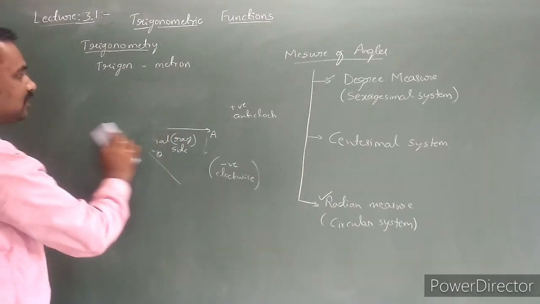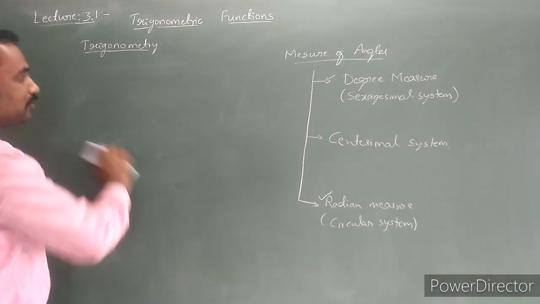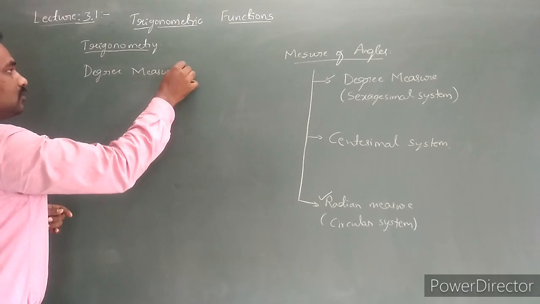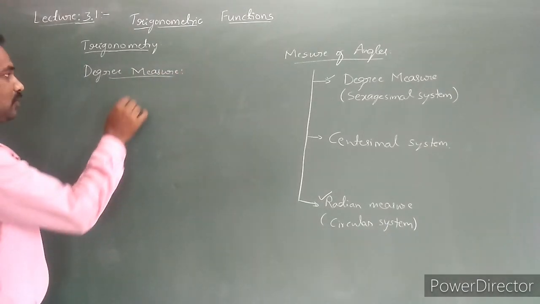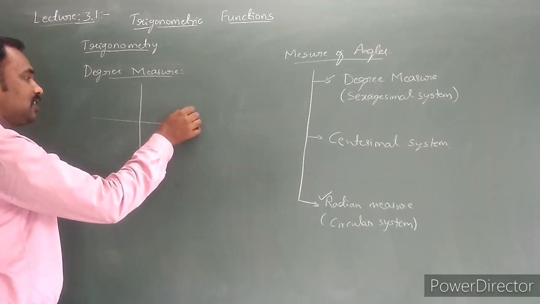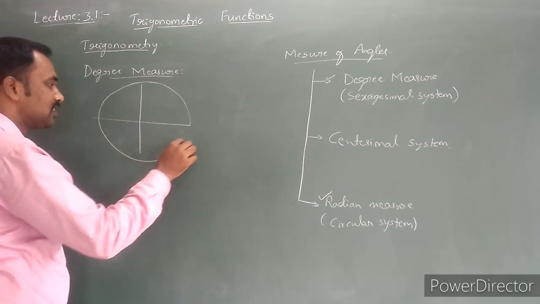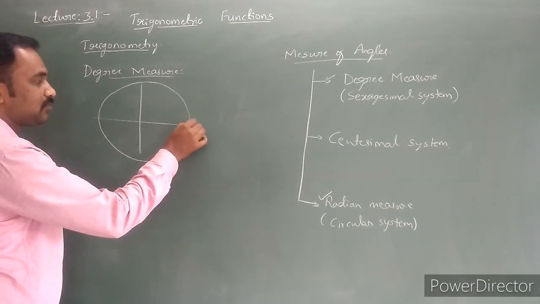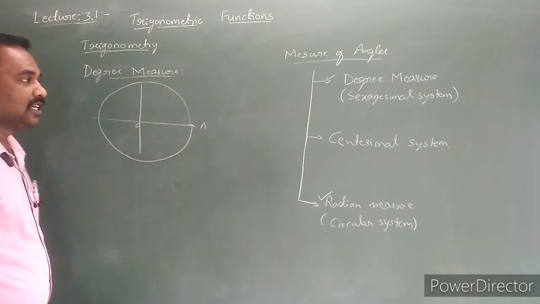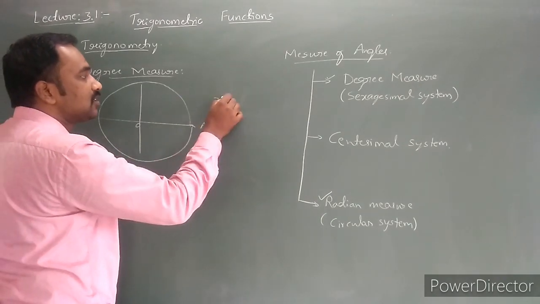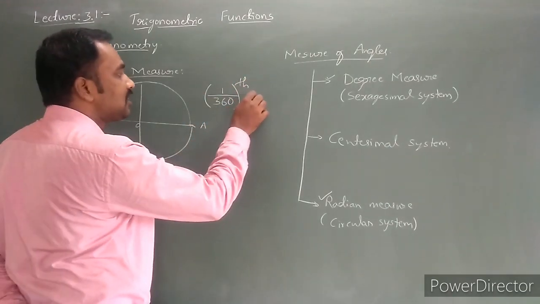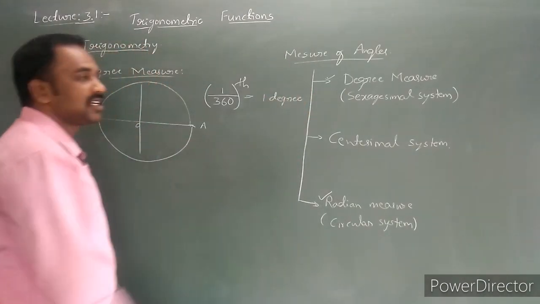Okay. Now, first one is the degree measure. What is meant by degree measure? Suppose the xy coordinate plane is there. If a rotation is started from the initial side to the terminal side, one complete rotation is completed. Suppose I start from OA about the fixed point O and complete one complete rotation. Here, 1 divided by 360th part of this complete rotation is the 1 degree.